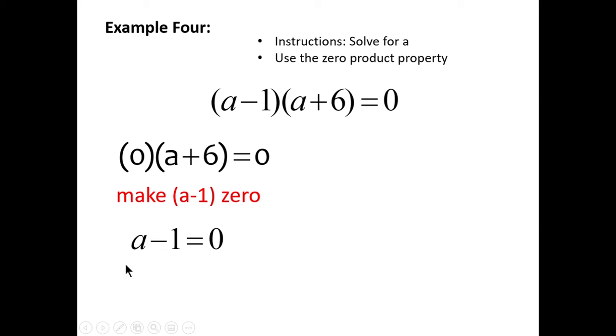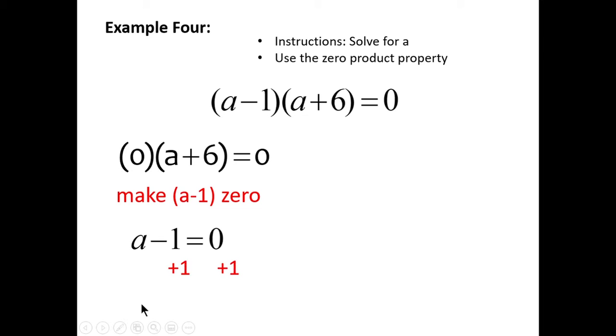So what would a have to be for a minus 1 to be 0? What does a have to be to make this true? Well, let's solve this for a. So we're going to have to move this negative 1 to the other side. So what are you going to put with this negative 1 to move it to the other side?